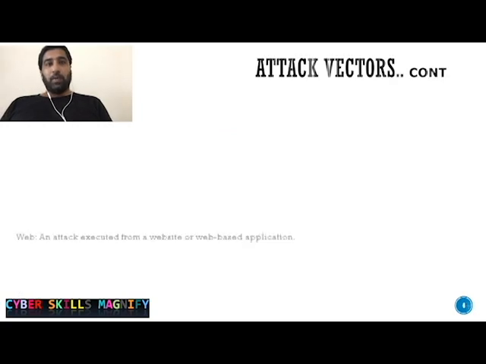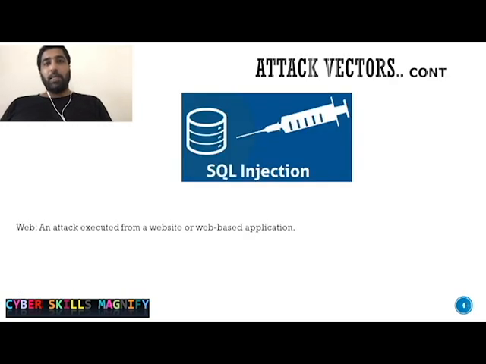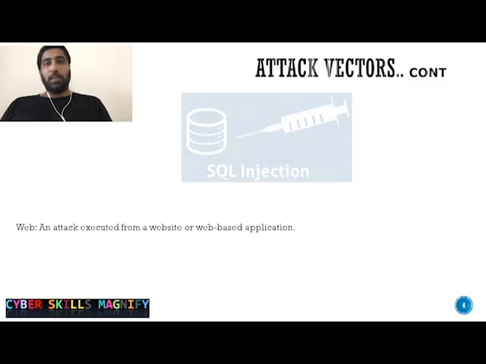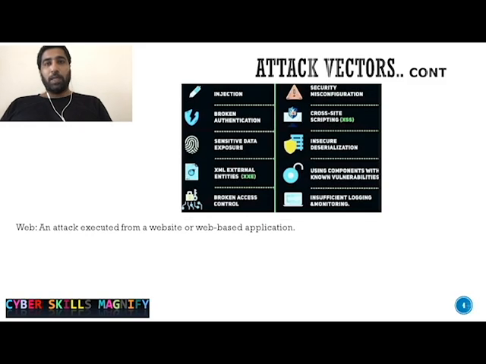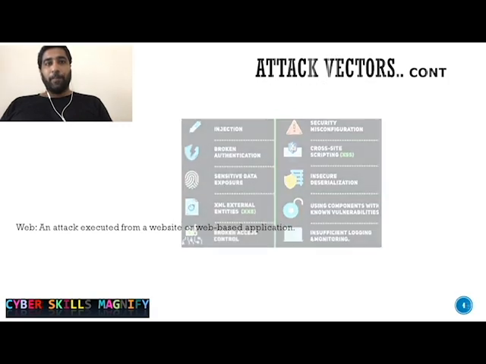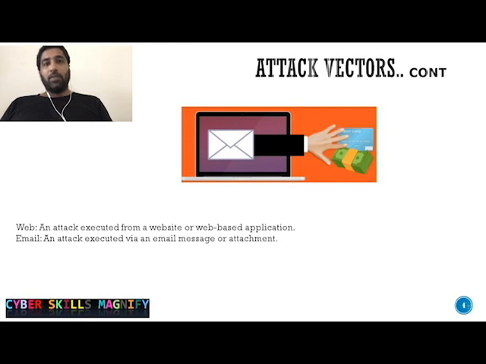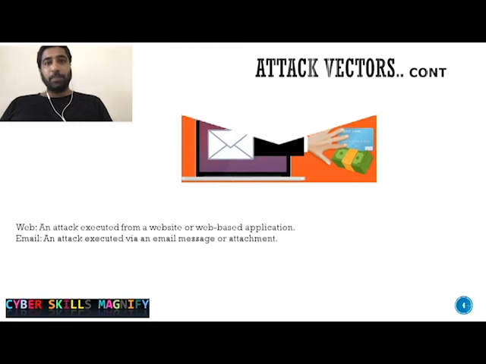Continuing with the attack vectors, web: an attack executed from a website or web-based application. Here, what I've shown is a SQL kind of attack, but then you have the OWASP Top 10, wherein there are different kinds of attacks that can take place. Email: an attack executed by email message or an attachment. This is the same thing that I've shown in my last video on DMARC, on how spoofing is done and how that results in spamming and phishing.